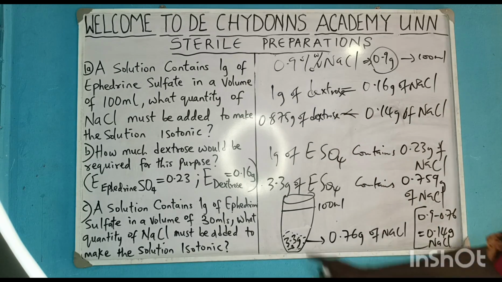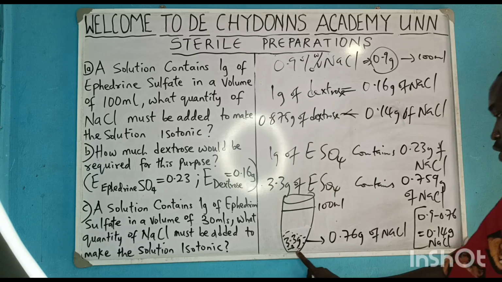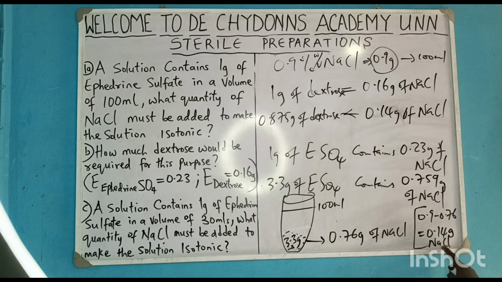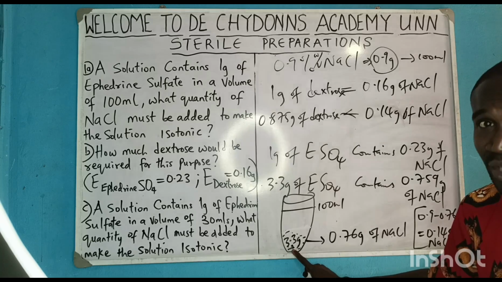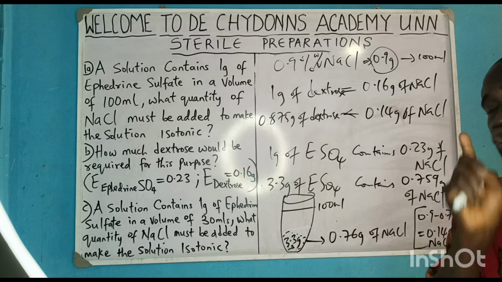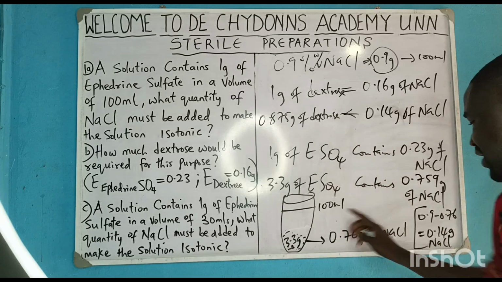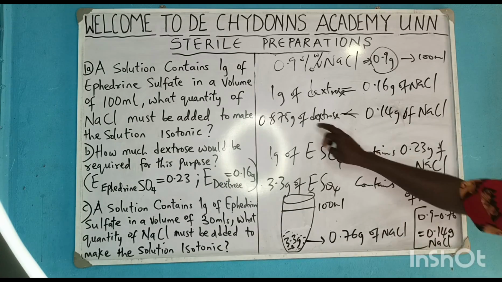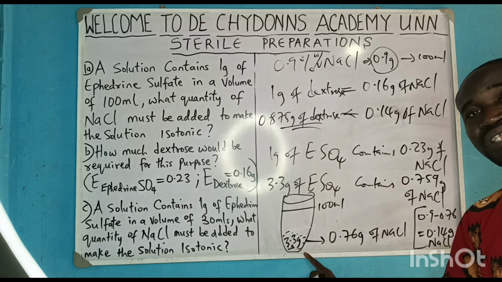That means when you weigh 3.3 gram of ephedrine sulfate, put it inside this container, you can weigh 0.14 gram of sodium chloride to add up here to make it isotonic. Or you can weigh 0.875 gram of dextrose and put it here. Instead of putting the sodium chloride, you put this quantity of dextrose inside this ephedrine sulfate with 3.3 to make it isotonic.